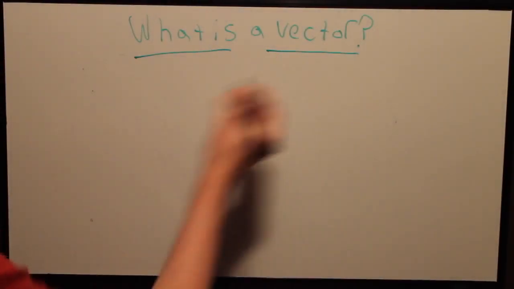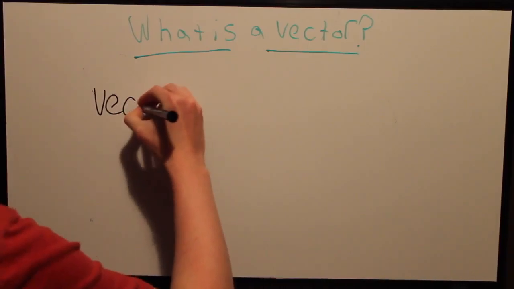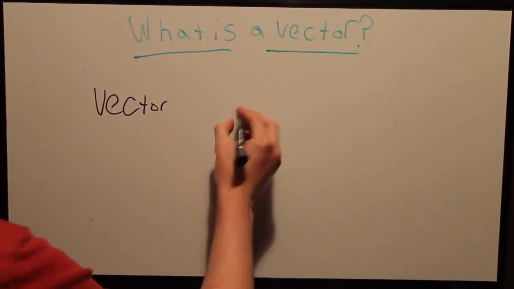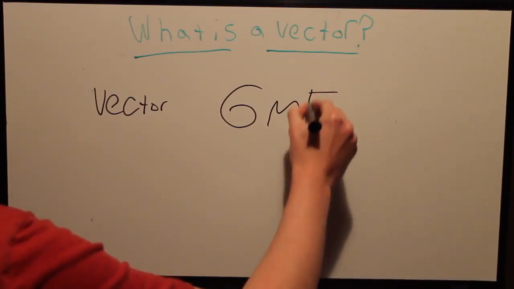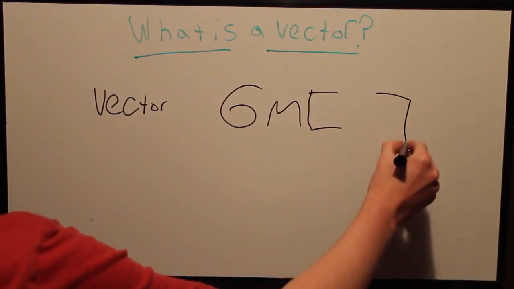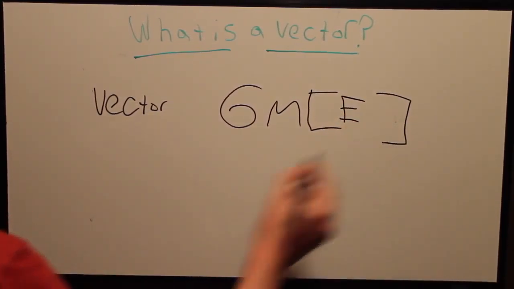So what is a vector? Well, a vector is a quantity, let's say 6 meters, that has a direction. So in order for this 6 meters to be a vector, it needs a direction. Let's say it's east.